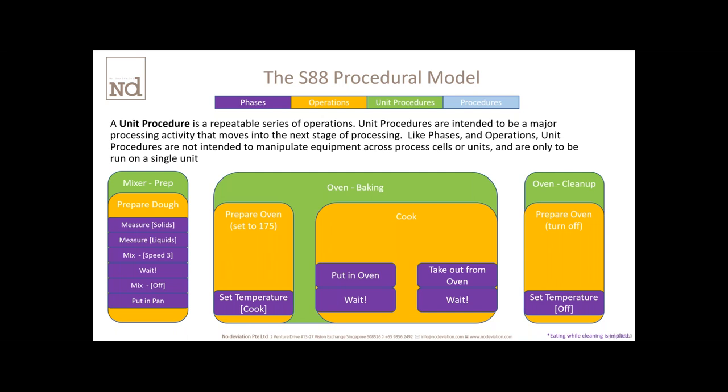And a unit procedure is a repeatable series of operations. Unit procedures are defined to be major processing activities that mark a defined end to product processing, something like baking. Also like phases and operations, unit procedures were not intended to manipulate equipment across process cells or units, and they're the largest object in the hierarchy meant to be run on a single unit. So basically, heat up the oven, put in the cookie tray, wait till ready, remove, and wait again. That's a major processing activity because you've taken the raw material and created the final cookies, which is a major part of the process. Now, mom would have my head if we didn't clean up the oven. So that's another major part of the overall process, and again, a different unit procedure. Both actions are performed on the oven, but they're separate, discrete parts of the whole activity.